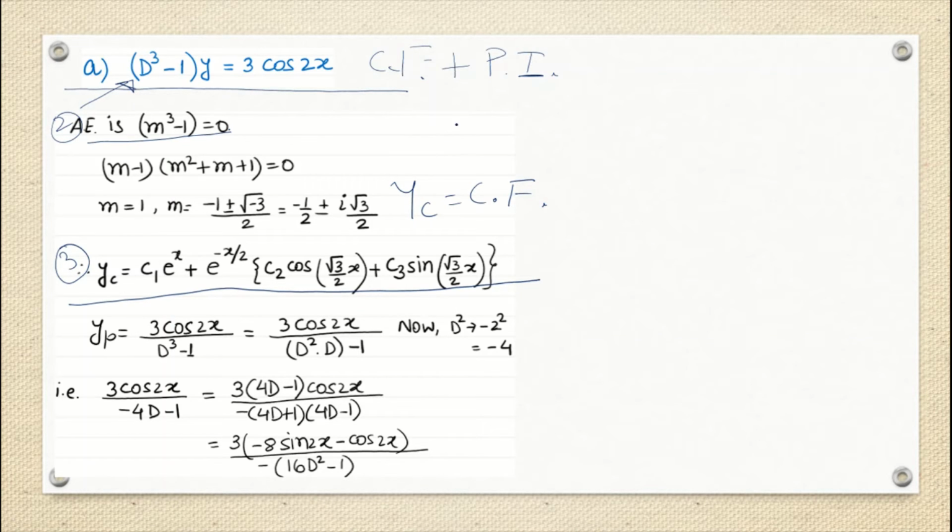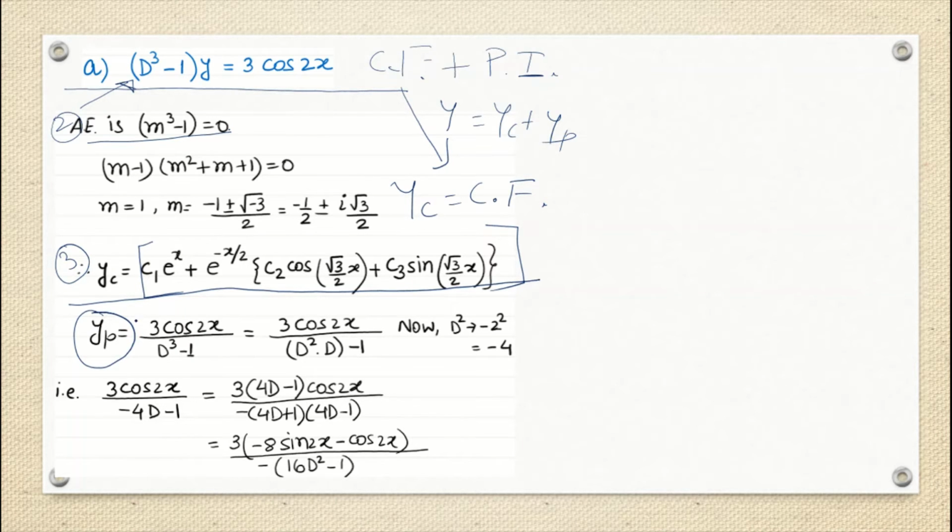Now we are going to find out what is my yp. But don't forget that you have to keep this yc as it is, and then add this yc in the final answer, because the final answer is not just yp. The final answer is yc plus yp. Fine. So now we are going to find yp.